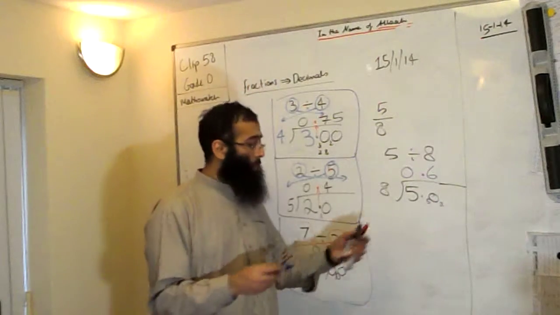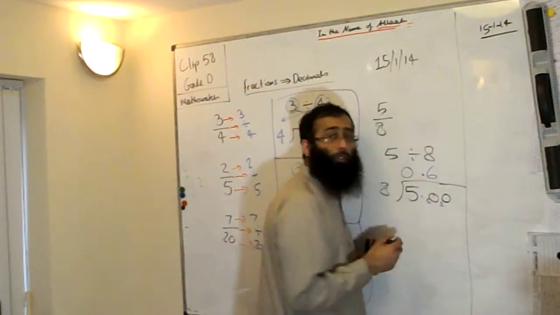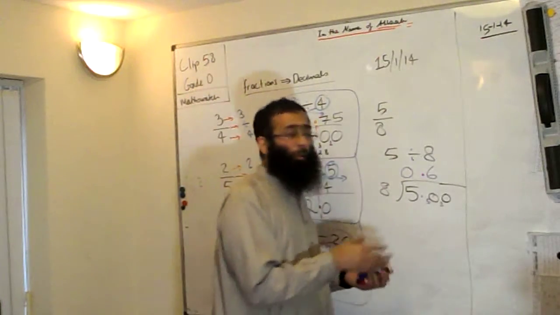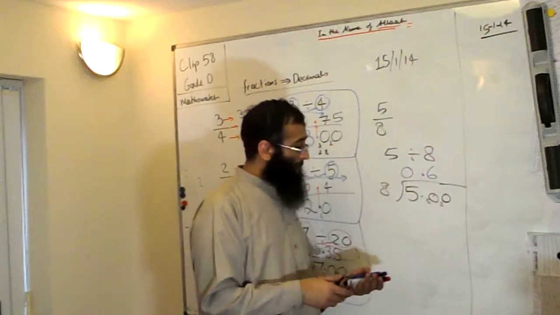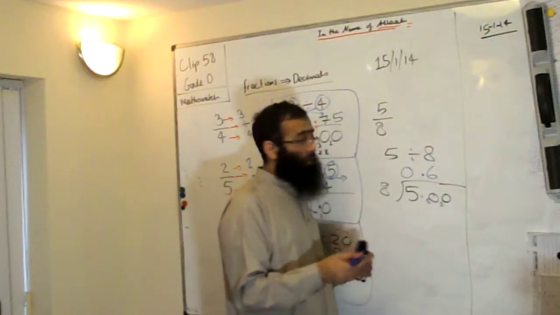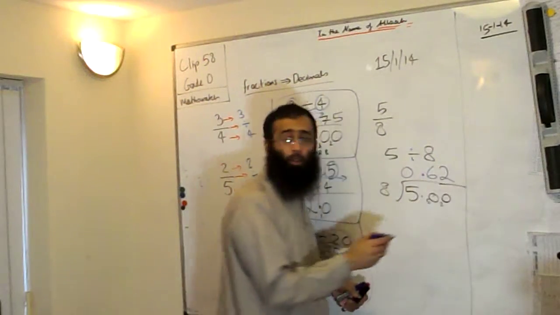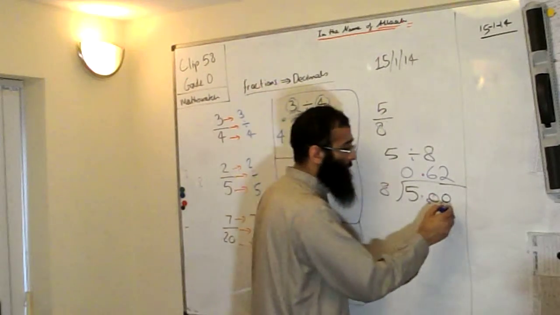Now, I only put 1 0 down. I need to put another 0. So don't worry if you haven't put enough zeros, add another 0 on. Why? Because 5.0 is the same as 5. So now the next question, how many 8s can fit into 20? 8 will fit into 20 how many times? 2 times, because 8 times 2 is 16, and then remainder of 4.